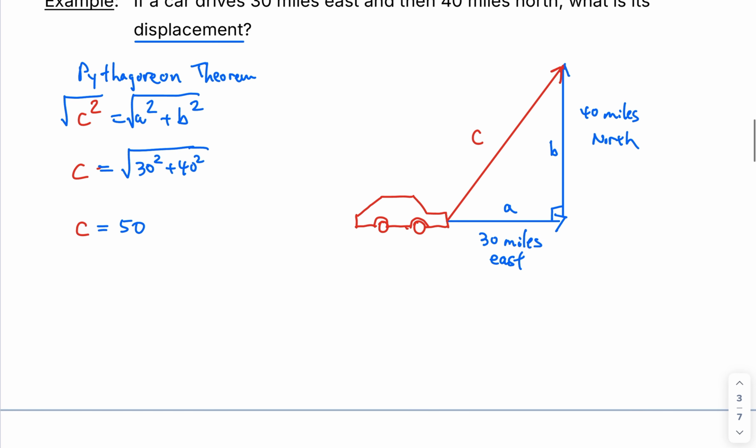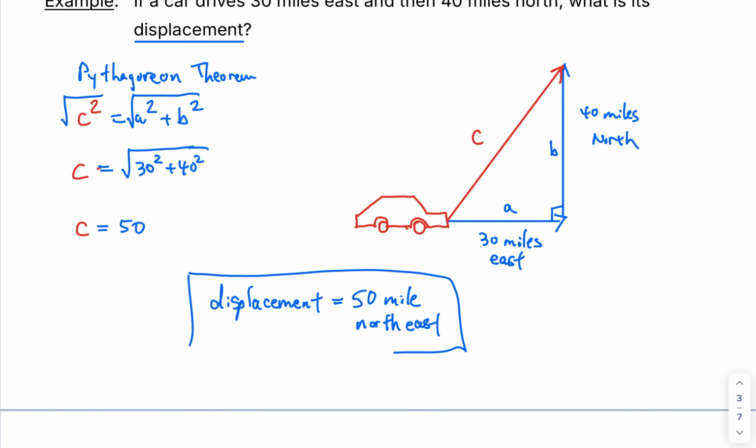Okay? So what is our displacement? Remember, we need a magnitude and a direction. So my displacement is equal to 50 miles, and the direction is going to be northeast. Okay, this direction is northeast. 50 miles northeast. Okay, and so that is our answer for this example.